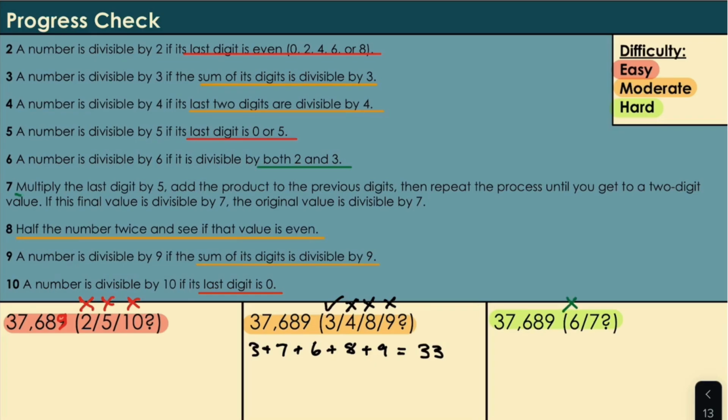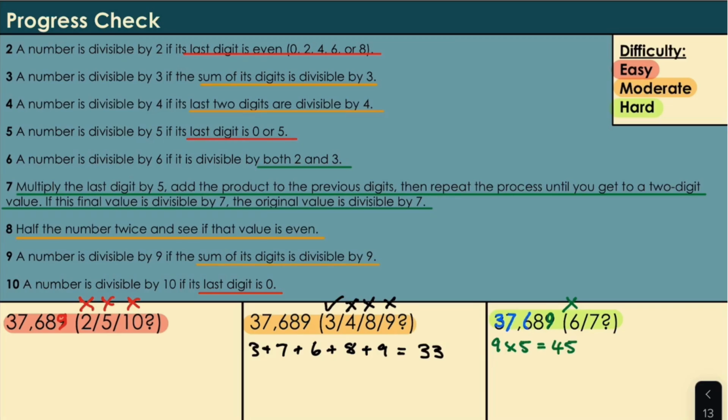Now for the process to evaluate 7. So first we look at the last digit, 9. We multiply 9 by 5. And we get 45. The previous digits, we have 3,768. And we add the 45. And we get... Now in our new value, we see that the last digit is 3.